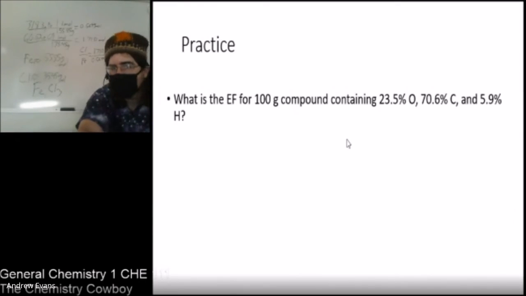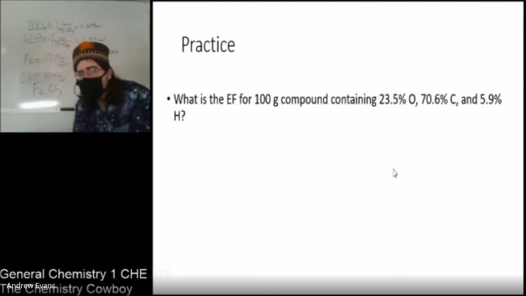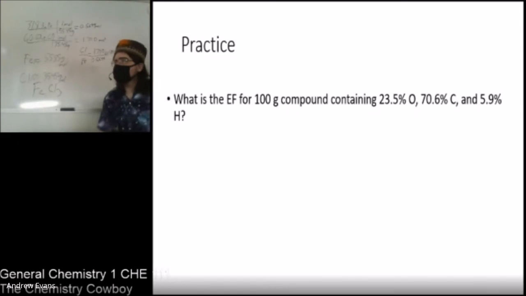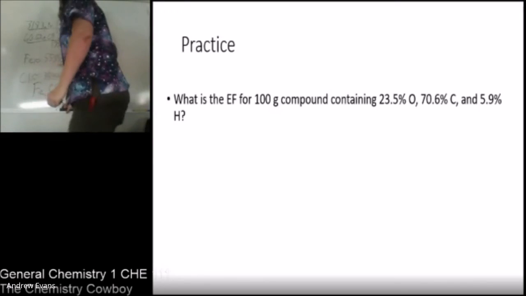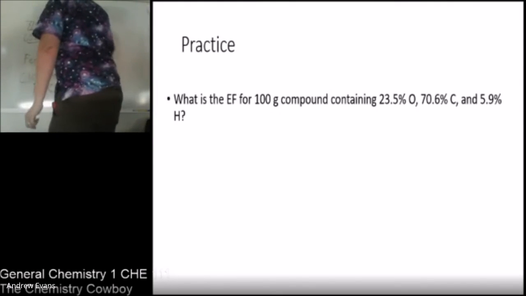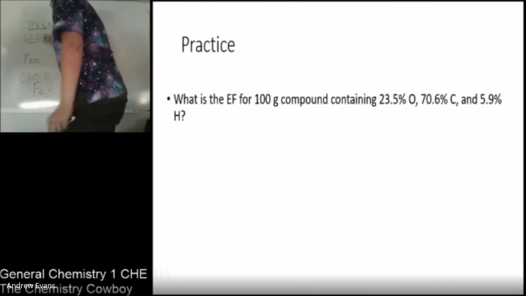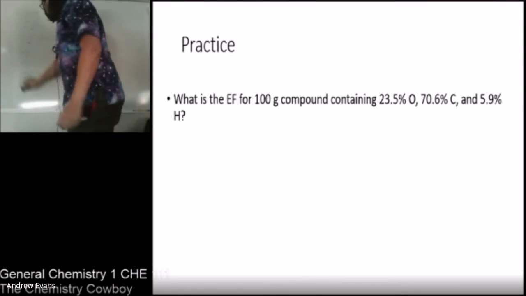So one more practice. What is the empirical formula of a 100-gram compound, if we had a percentage? When you have a percentage, you don't actually have to know the weight of the compound. This may trip a couple people up, but you can always assume it's 100 grams, because you have to undo the percentage. No matter what, we have the same ratio of masses. 100 grams is the easy way to do it.